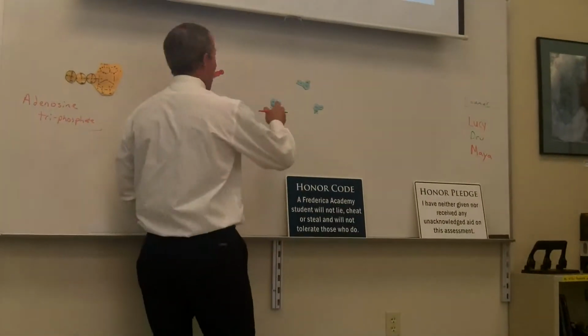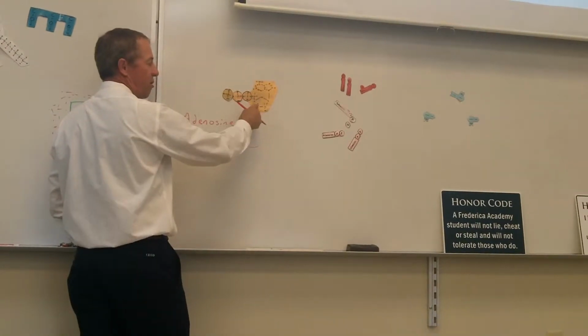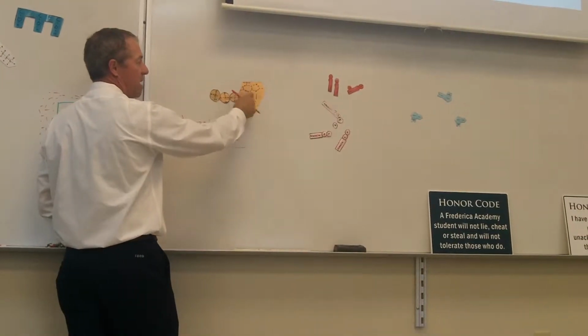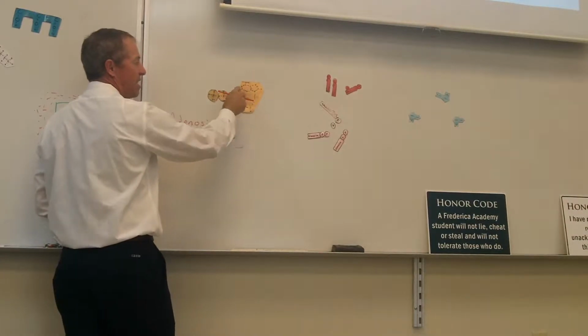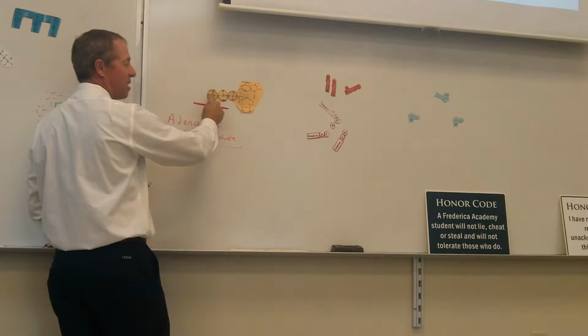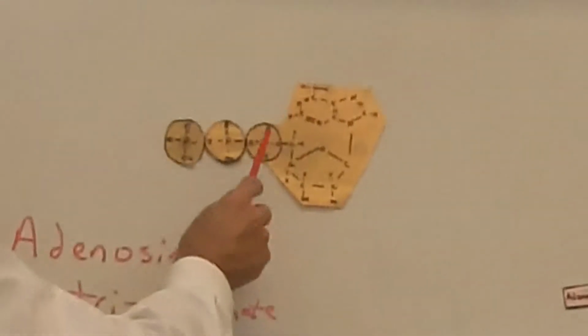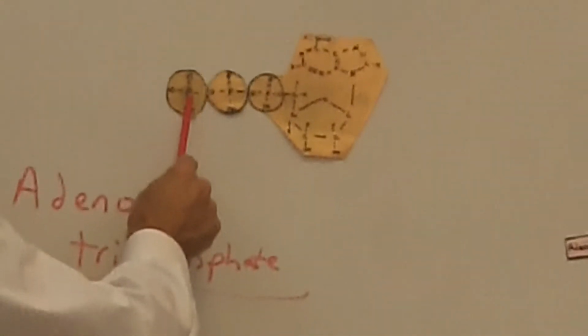Well, ATP is basically a nucleotide, and here's the sugar part, here's the nitrogen base part, and instead of having 1 phosphate, it has 3 phosphates. That's why it's called triphosphate. This part is called adenosine, and this part is the 3 phosphates.